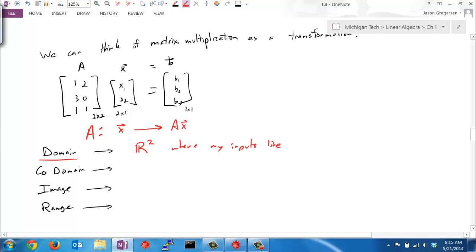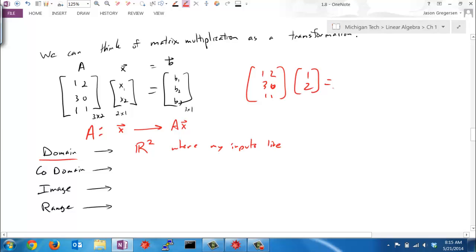Now the codomain is where all my outputs live. So where do all my outputs live here? In this example, what is Ax? For instance, we said I have the matrix with columns 1, 3, 1 and 2, 4, 0 and our example input was 1, 2. So when I do that multiplication, I'm going to get some output.